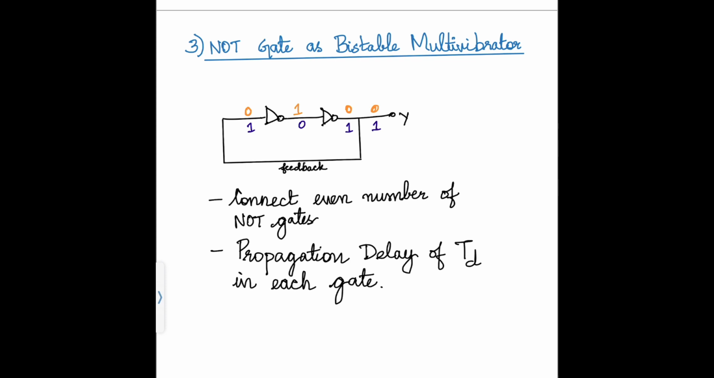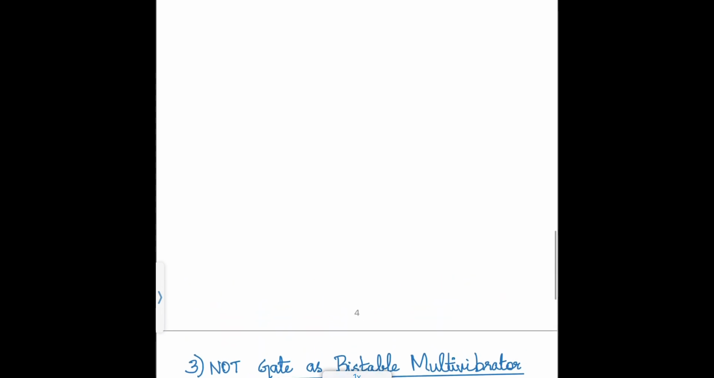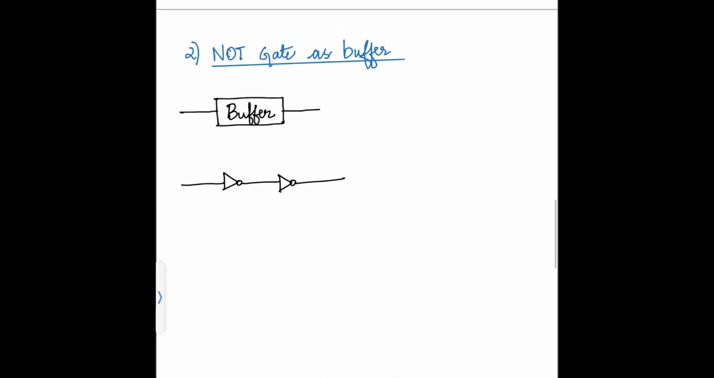Now, let us look at the third implementation of the NOT gate, which is the buffer. What the buffer does is, it gives the same output as the input. That is, if we give 0, we get 0. If we give 1, we get 1. The difference between the bistable multivibrator and the buffer is that in the buffer, we do not have a feedback. It is simply 2, or an even number of, NOT gates connected together.